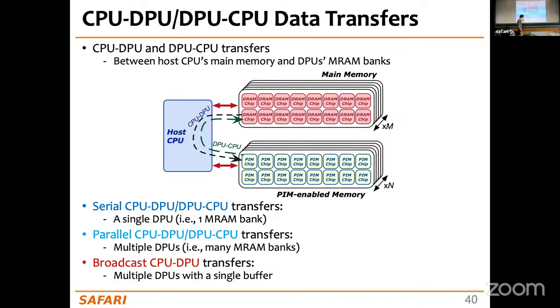Okay, so let's see how we have to code these transfers. By the way, observe that we're going step by step. We first allocate the DPU set, then we load the binary onto the DPUs. We need to do these transfers, of course, because we need to place the initial data set, the input data, into the PIM-enabled memory. And at some point, we'll have to launch the kernel onto the DPUs. We'll have to start the execution onto the DPUs, right?